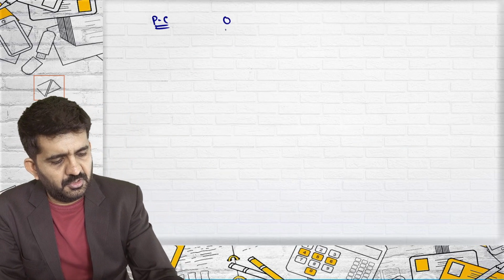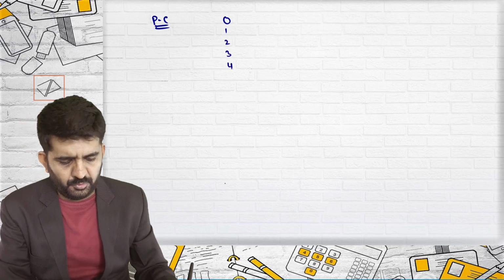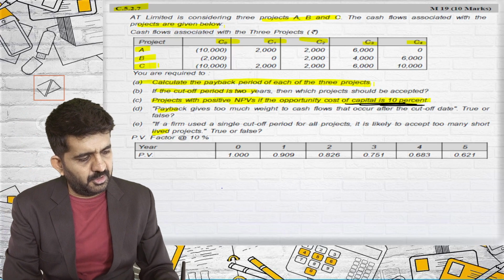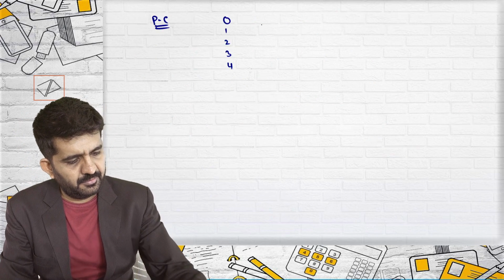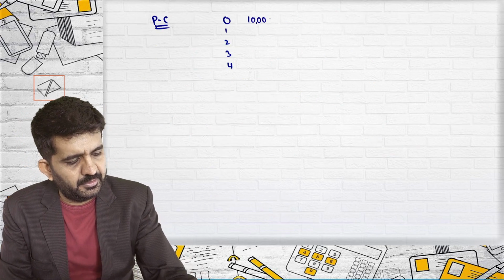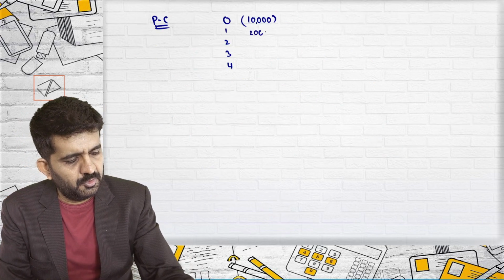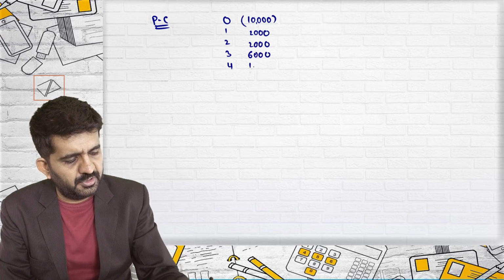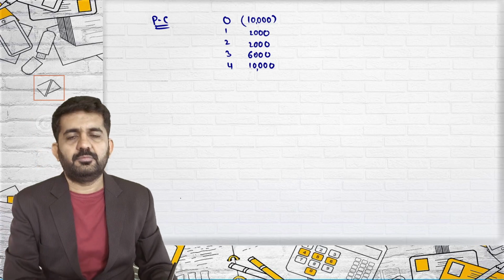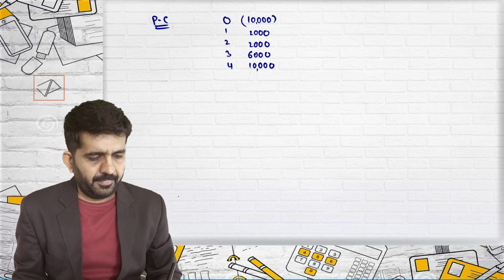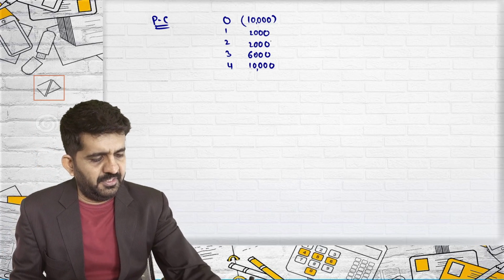Project C, years 0, 1, 2, 3, 4: 10,000, 2,000, 2,000, 6,000, 10,000. Payback period is 3 years.